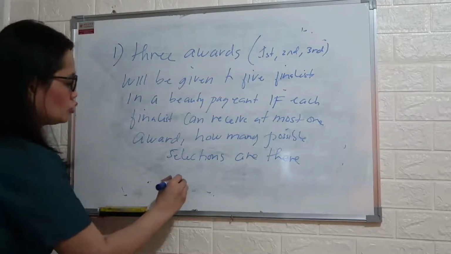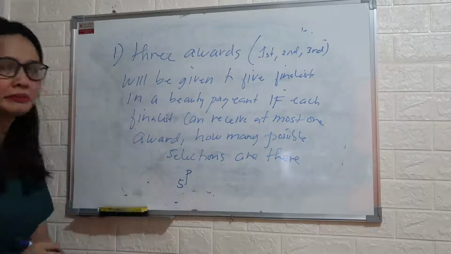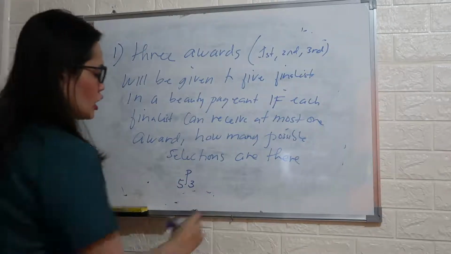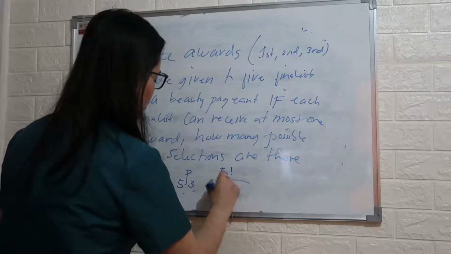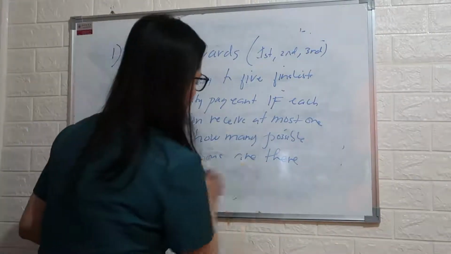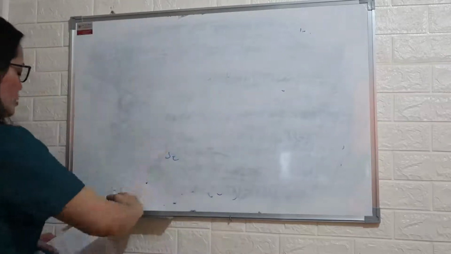So we need permutation of 5 taken. So 5 finalists, we need to take how many? 3. 3. Okay. So 5 taken 3. So that will be 5 factorial over 5 minus 3 factorial. So what will be the answer? 60 ways. Okay. So that's the second rule. Next.